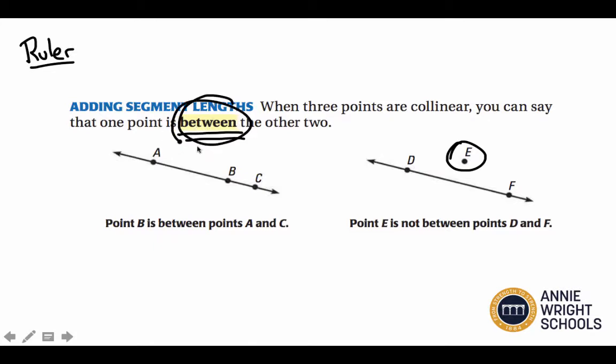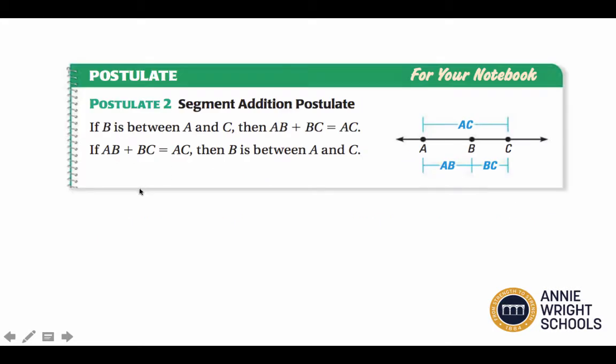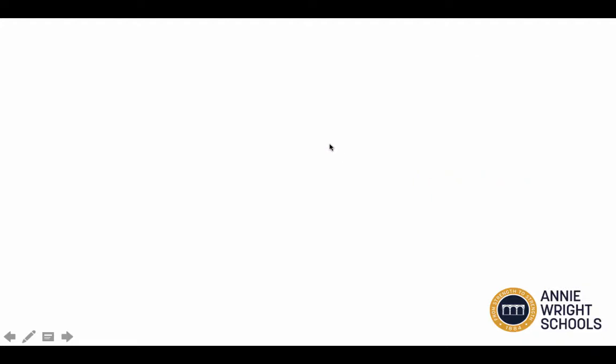This definition in college is very hard to define, but it helps us get to something very important called the segment addition postulate. Again, postulate meaning we just accept this to be true. This should seem fairly intuitive. It reads, if B is between A and C, that implies that the three are collinear. Then AB plus BC equals AC. Said another way, if AB plus BC equals AC, then B is between A and C.